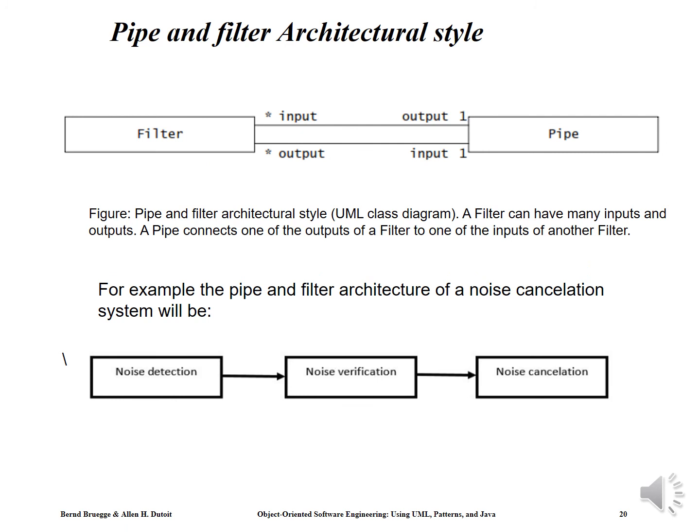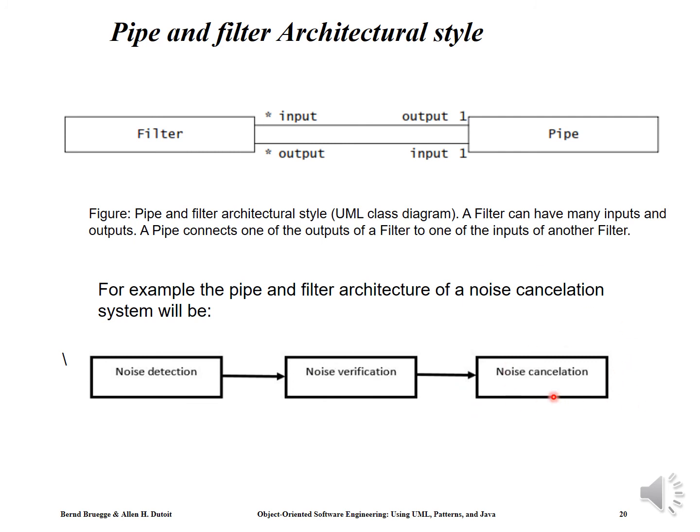So pipe and filter architecture is just like a series of components in which the output of the first component acts as input of another component. As an example, the pipe and filter architecture of a noise cancellation system can be given, in which there is a filter of noise detection, noise verification, and noise cancellation.